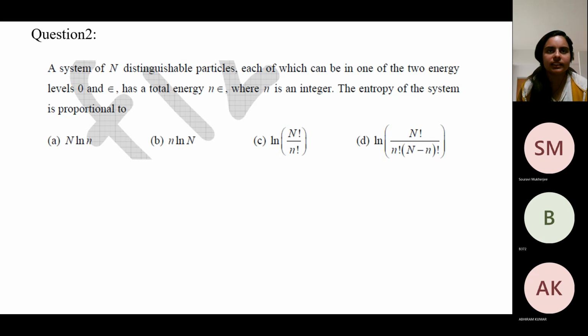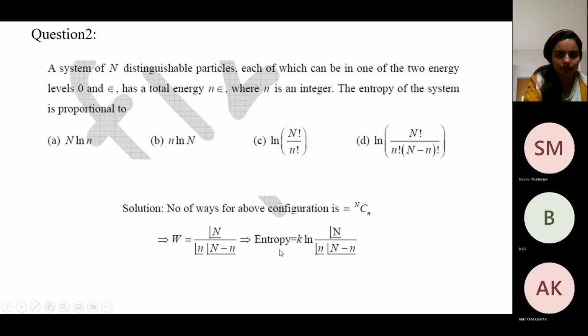Right. So that means the entropy is k ln omega, where omega is the number of microstates. And the number of microstates will be given as N choose n, the number of ways you can take n particles out of capital N particles. And that is something like this. So this is your expression for entropy.